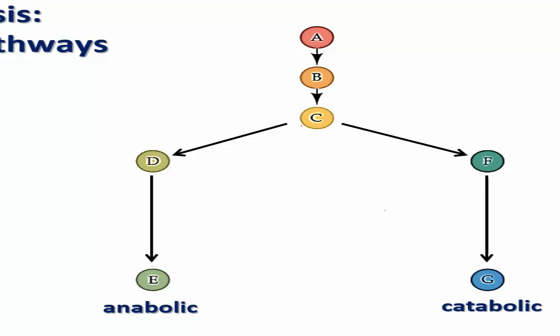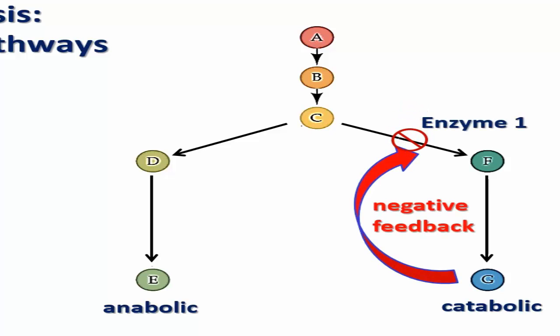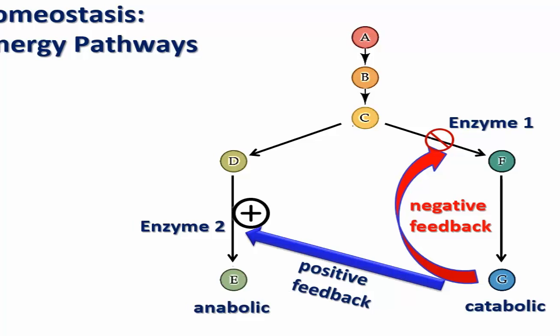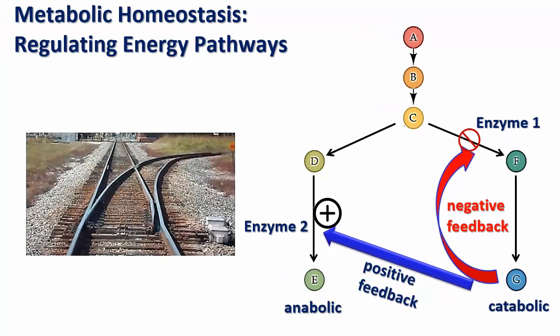If cellular conditions result in the accumulation of product G of the catabolic pathway, this product acts as an allosteric inhibitor of a key enzyme, let's call it enzyme 1. This inhibition results in the accumulation of product C. At the same time, product G acts as an allosteric activator of a key enzyme in the anabolic pathway, let's call it enzyme 2. The accumulation of product C and the activation of enzyme 2 result in a condition where the anabolic pathway is favored over the catabolic pathway. This switching between metabolic pathways is analogous to intersecting railroad tracks with enzymes acting as switches.